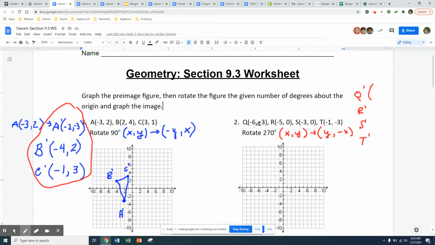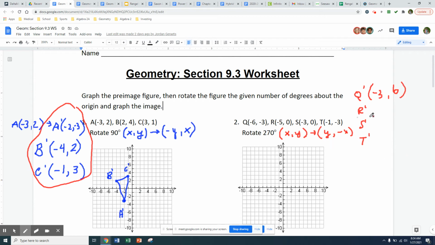So here we go. Q has an x coordinate of -6. This x coordinate becomes the y coordinate, and opposite, so that would become a +6. And the rule says that the pre-image y coordinate becomes the x coordinate of your image. So there would be my Q prime: -3, 6.